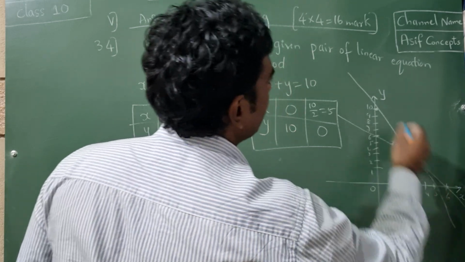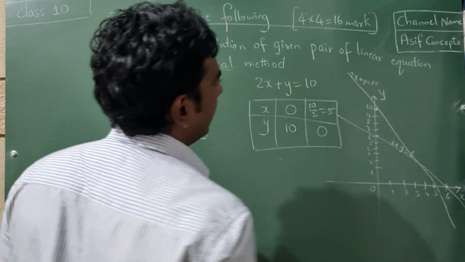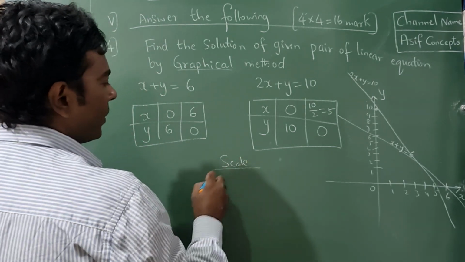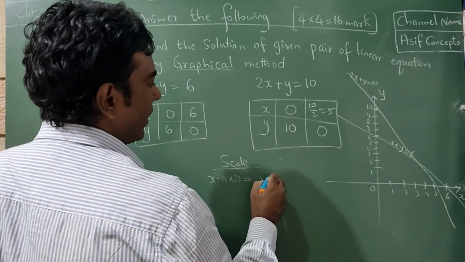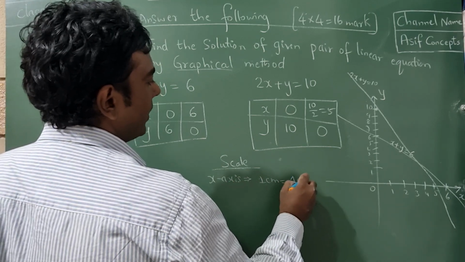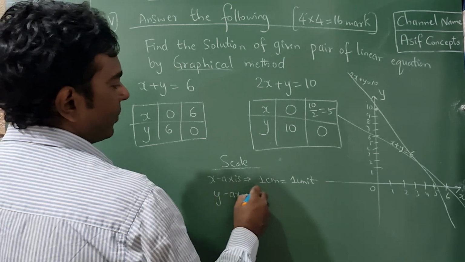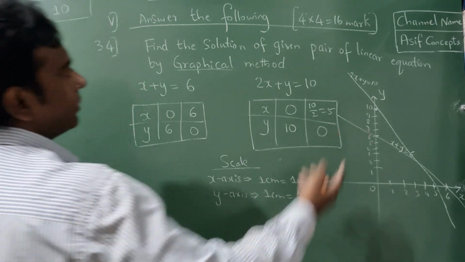Draw a line like this and write here 2x plus y is equal to 10. Compulsory, you should write a scale. On the x-axis, 1 centimeter is equal to 1 unit. On the y-axis, 1 centimeter is equal to 1 unit. Over.